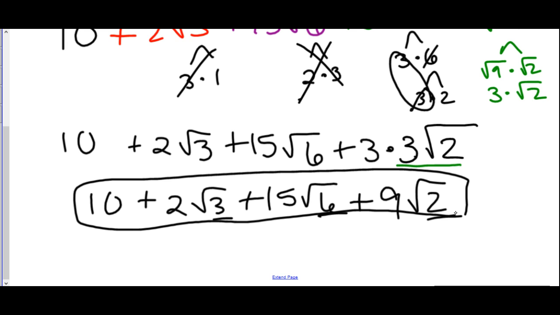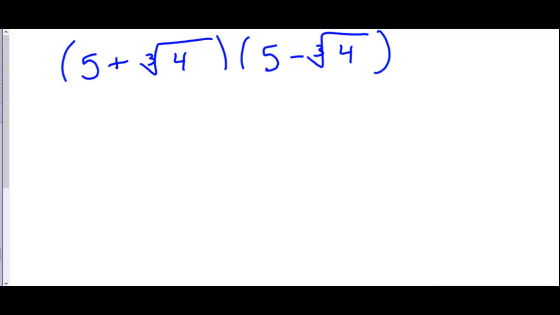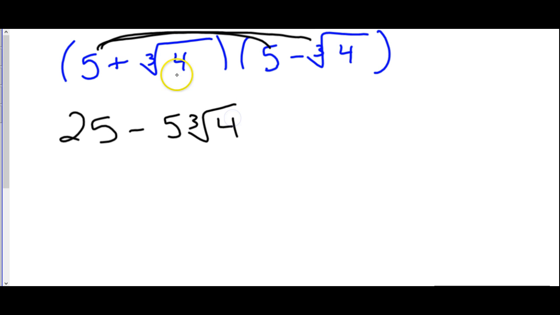So the last topic in this section is, here's another multiply problem. I forgot I had a second multiply problem. I wanted to do this one just because we had the cube roots involved. So we still do first times first. 5 times 5 is 25. Outer times outer. 5 times negative cube root of 4, which would just be 5 cube root 4. Inner times inner. Positive cube root 4 times 5, which would still just be 5 cube root 4.